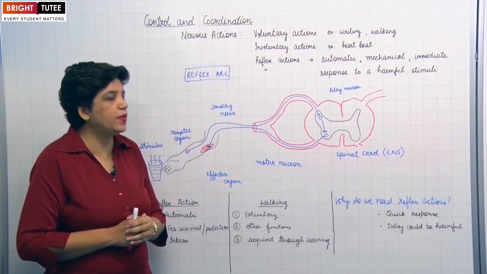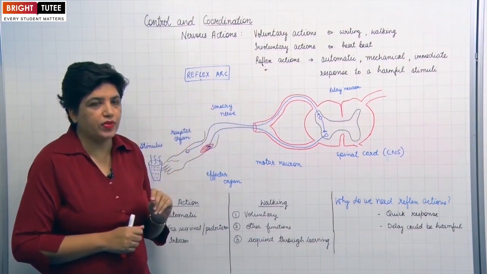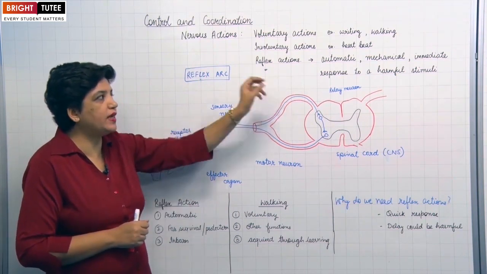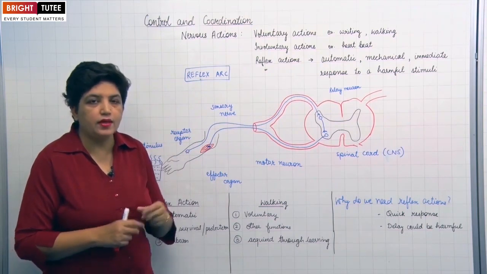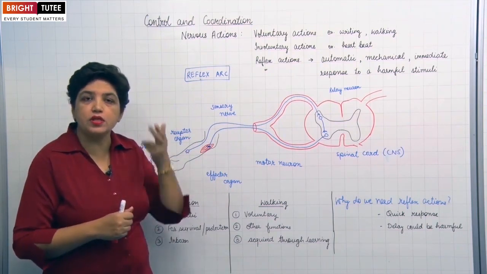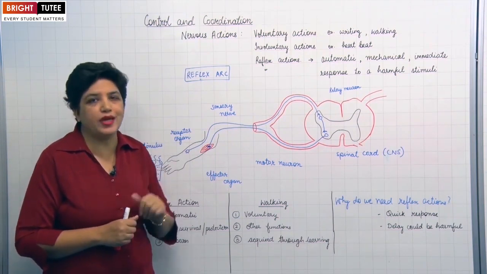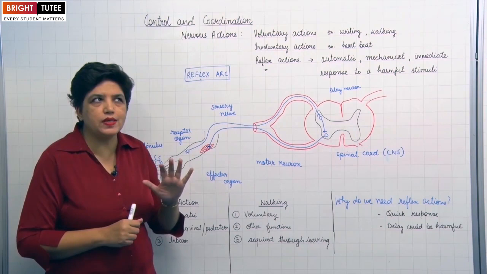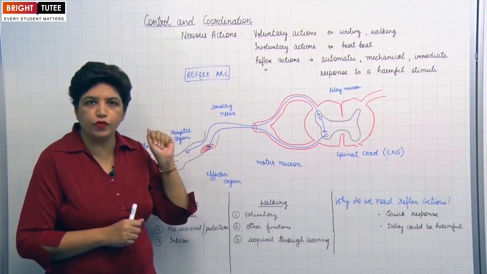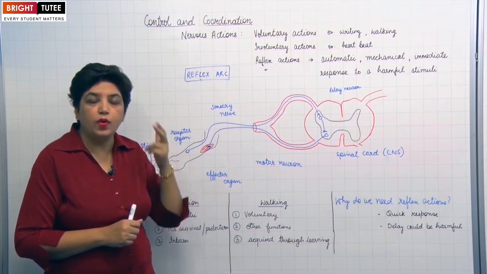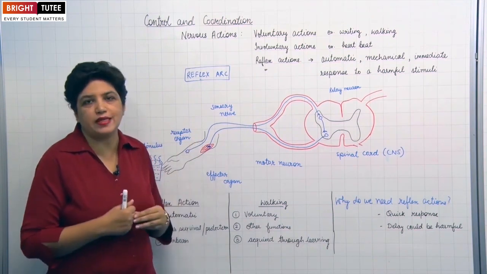Yet there is another type of action which is shown by the nerves, the reflex actions. Now the reflex actions are automatic, mechanical, immediate responses to a harmful stimulus. They are spontaneous responses. There is no thinking process involved in such actions. Now I'll give you an example. If you touch a hot plate, some hot surface, you immediately just remove your hand without thinking about it, without the brain perceiving the pain. You just remove it. That is a reflex action.